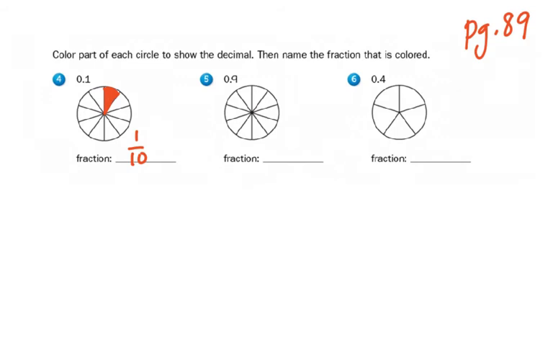Number 5 says 9/10. So that means 9 sections would be shaded in. And that's read 9/10. Remember that first place after the decimal is called tenths. As a fraction, it would be 9 out of 10.